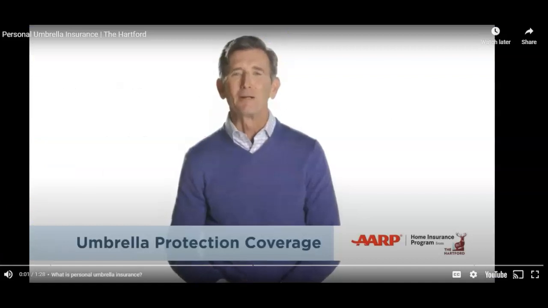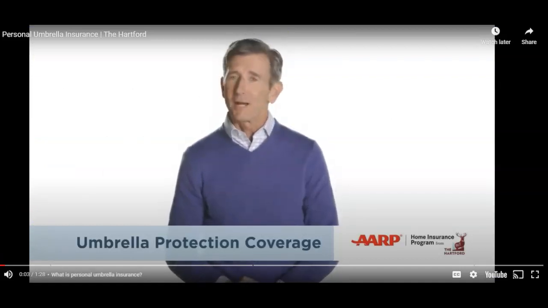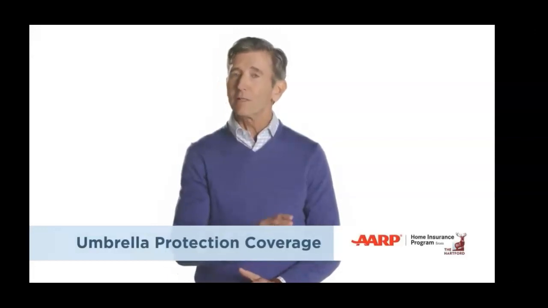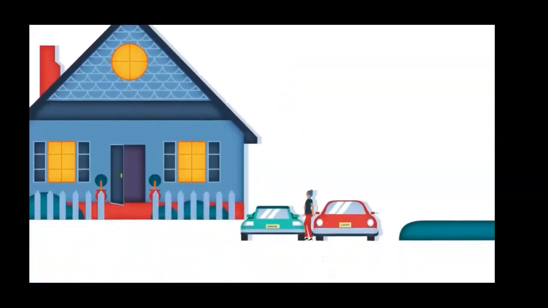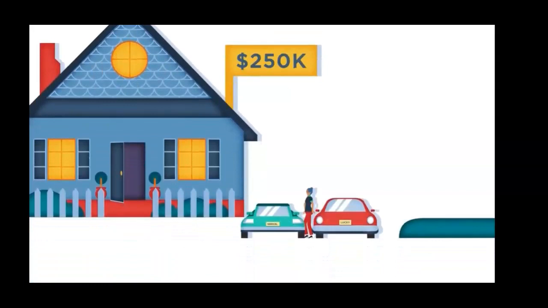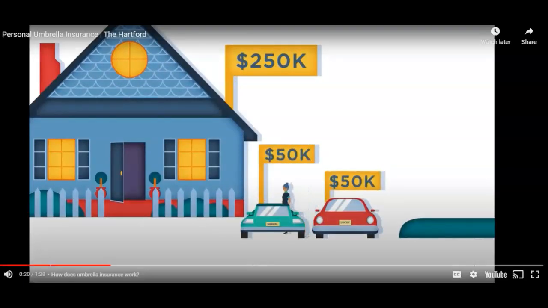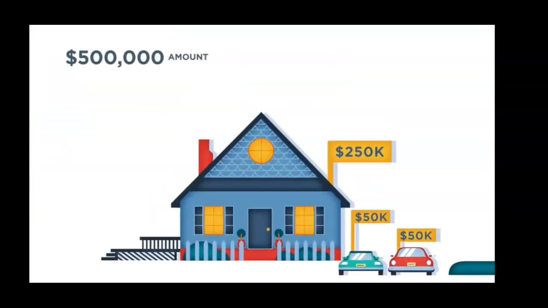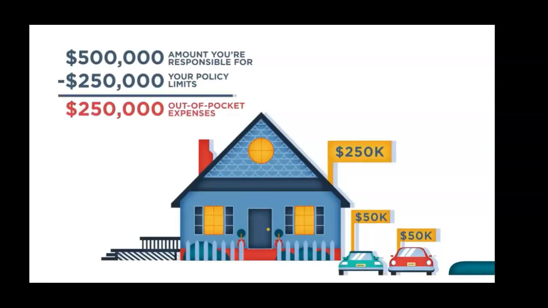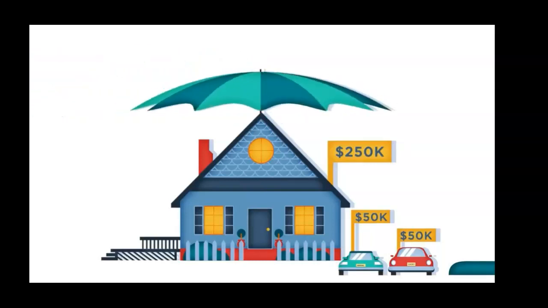Hey, Matt McCoy here. Personal umbrella protection coverage is an important and relatively inexpensive way to protect your finances. But how does it work? Your car and home insurance policies have liability limits. In other words, the maximum amount your policy will pay to others to cover damages that you're responsible for. But what happens if you're sued for more than your policy covers? Once your underlying policy limits are exceeded, you may have to pay the rest out of your own pocket. That's where umbrella protection comes in.